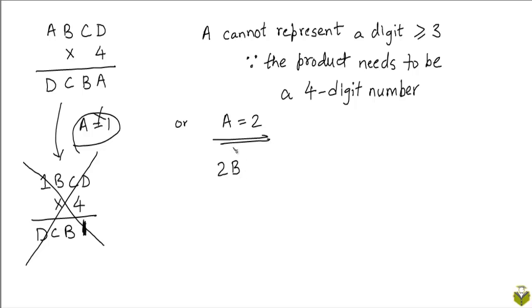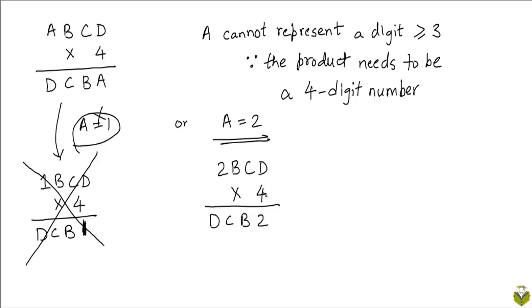So let's rewrite this cryptarithm with A replaced by 2. 2BCD times 4 is DCB2. Now from this, let's see if we can infer the possible values that D can take. 4 times D is some number that has a 2 in the units place. So what are the single digit multiples of 4 that yield a 2 in the units place when 4 is multiplied by that number?